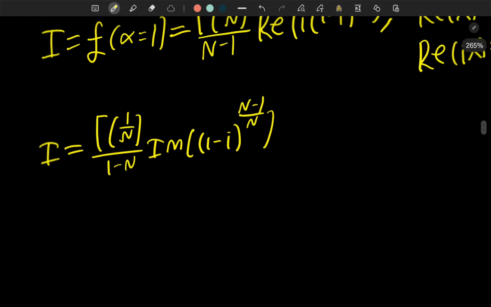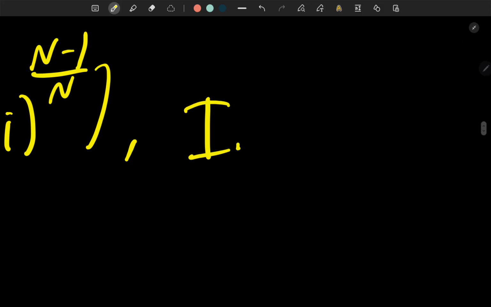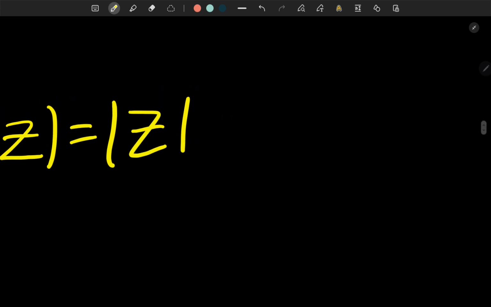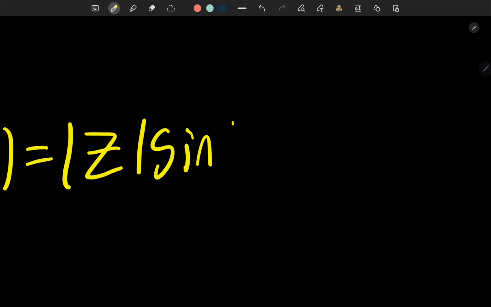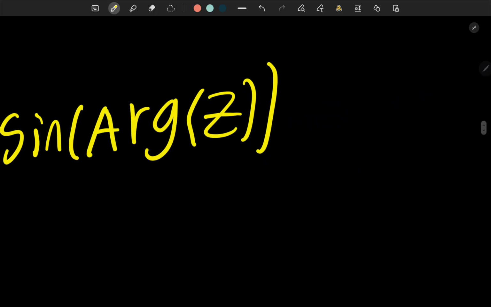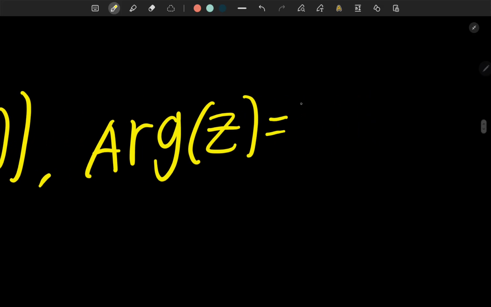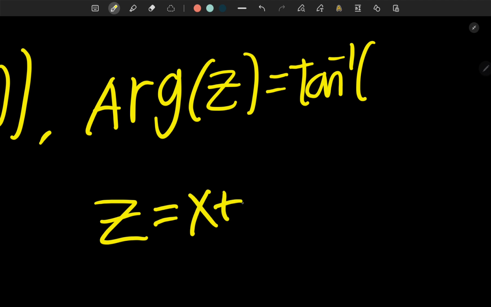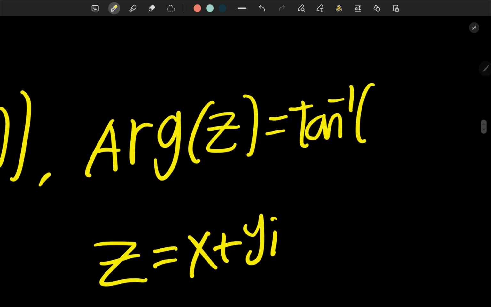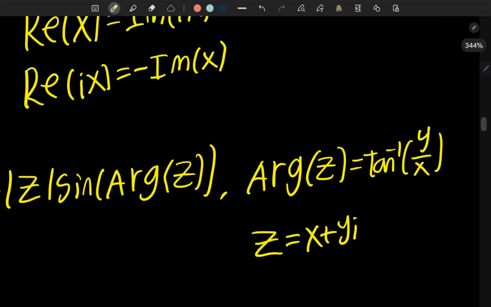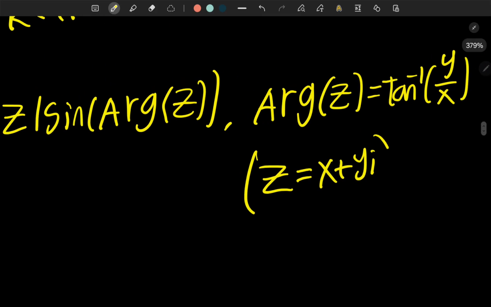And we can use another important fact. The imaginary part of some complex number z is equal to the complex modulus, or I believe I'm saying that right, times the sine of the argument of z, where the argument of z is equal to the inverse tangent of, well, if z is equal to x plus y times I, then the argument of that complex number would be right here, this. Okay. There we go.